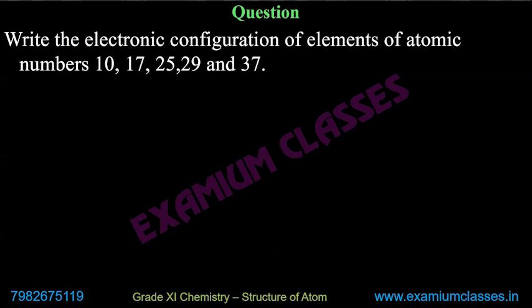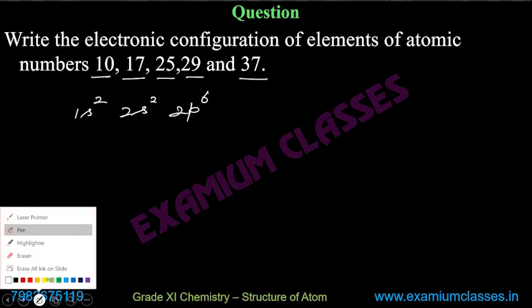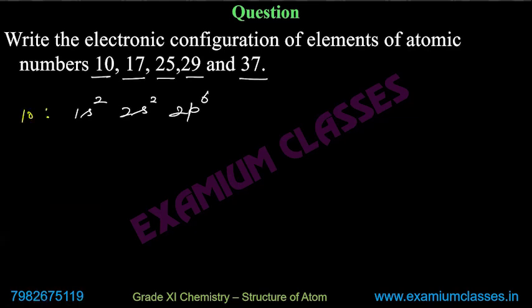Now the questions, and questions are the most important part in this chapter. If you do the theory part and you don't focus on questions, you are not going to get marks in this chapter. Very simply put. Write the electronic configuration of elements of atomic number 10, 17, 25, 29, 37. So for 10, if you remember, 1s2, 2s2, 2p6. We will stop here because we have covered 10 electrons: 2 plus 2 is 4, plus 6 is 10. So that will be the configuration.